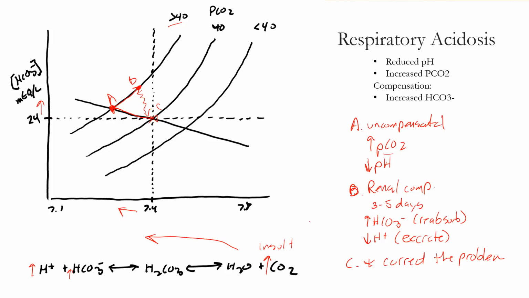So again here, in terms of our formula, remember the insult is the increase in CO2, and the renal compensation over here would be to increase that bicarb level in the hopes of being able to combine with more of that proton and shift back into this direction here. Okay, so we can bring that pH back up.